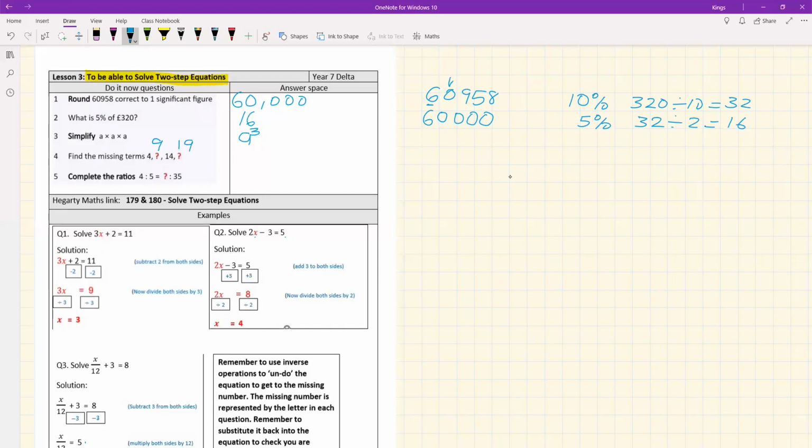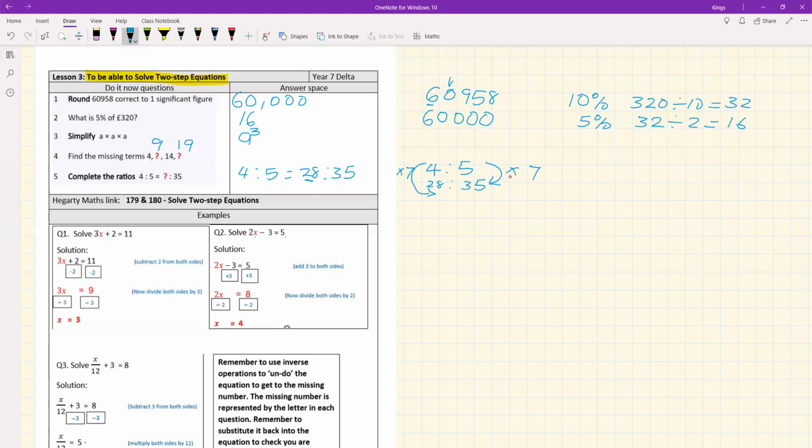Number 5, complete the ratio. 4 to 5 equals something to 35. Now, what have they done to 5 to get to 35? They multiplied by 7. Therefore, I have to multiply 4 by 7, and that would give me 28. So 4 to 5 is the same as 28 to 35. So 28 is the missing number there. Okay, I hope that was clear.